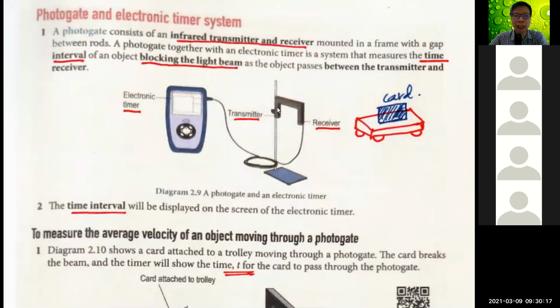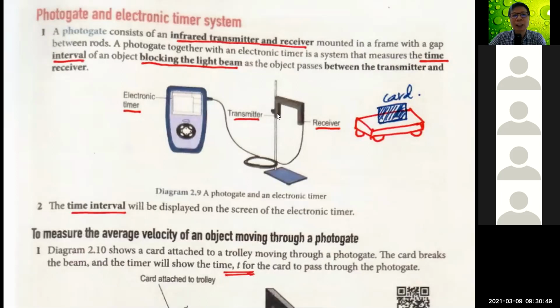What is a photogate? A photogate consists of an infrared transmitter, meaning here got a transmitter. The transmitter is the one that sends out the infrared. Infrared is a type of wave. Let me tell you what infrared is. In your house, you have a remote control to switch the television on and off. You can see a red light when you press it, a red bulb. That one is infrared.